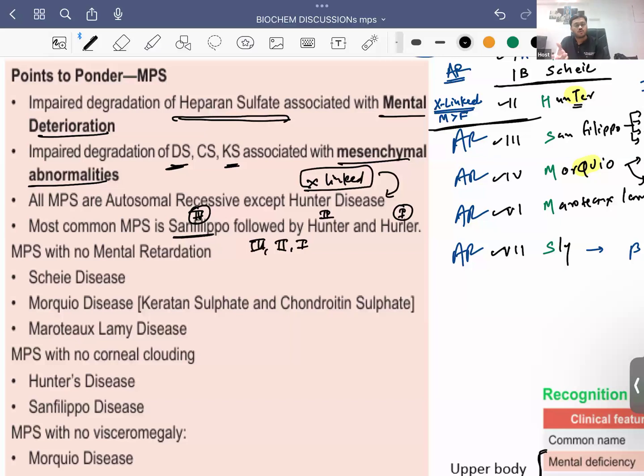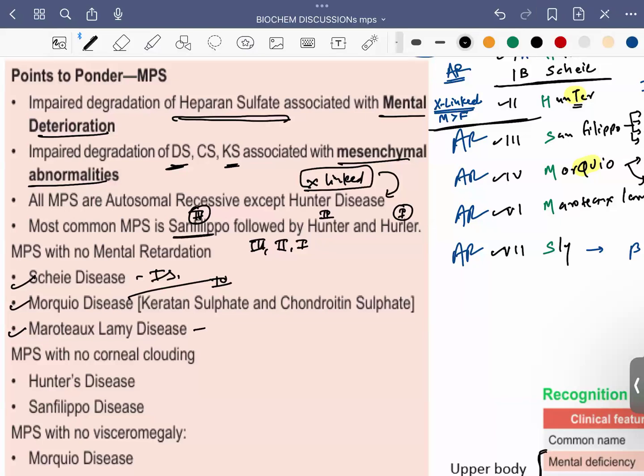Clinically, which is found more common. In which condition will you see no mental retardation? Scheie disease, which is type 1S. Morquio disease is type 4, and Maroteaux-Lamy disease is type 6.